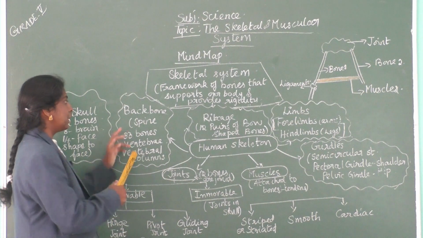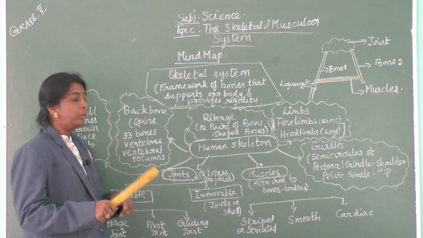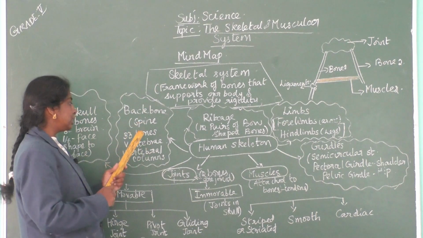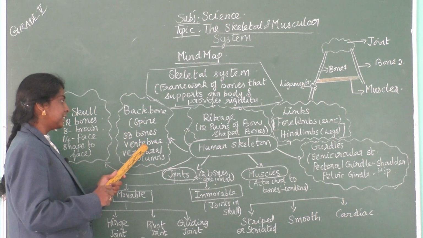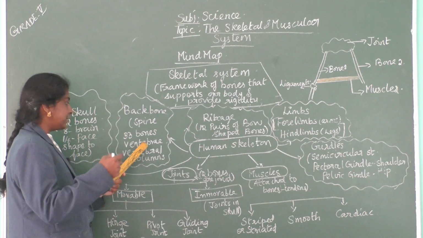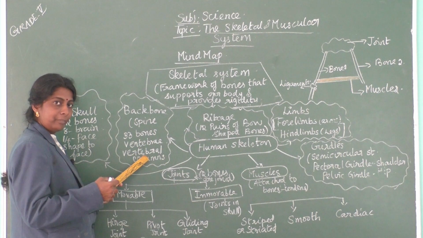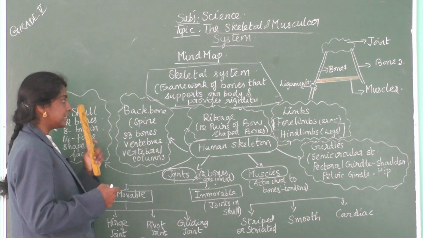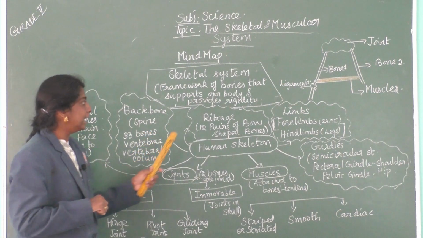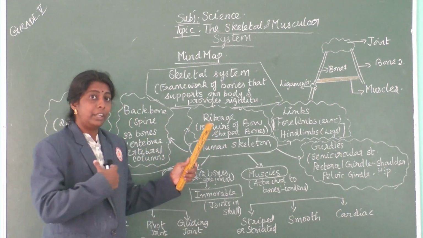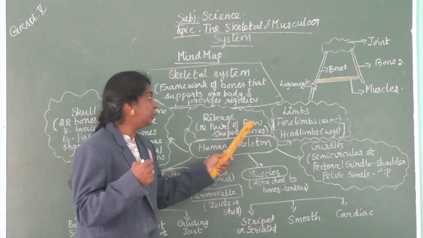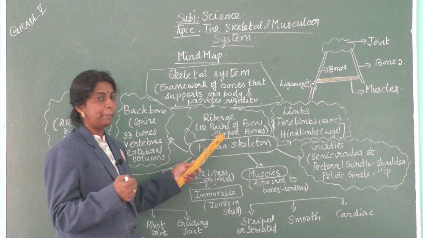And the next thing, backbone. Backbone is also said to be the spine. Totally there are 33 bones, and the backbone is also called vertebrae. Vertebral columns are there. We'll study in detail. Okay, next thing is the rib cage in the front part. They have 12 pairs of bow-shaped bones.